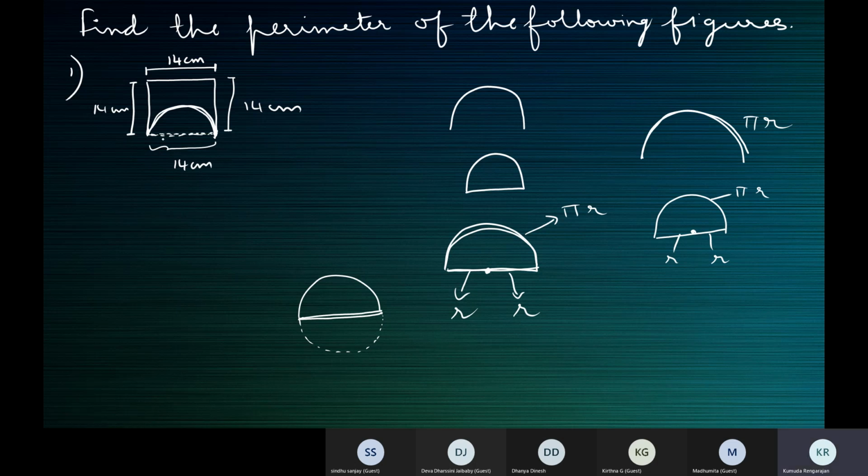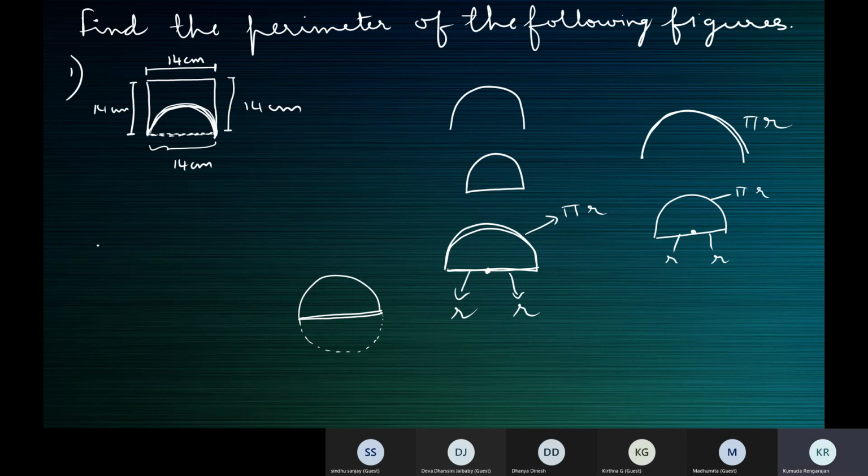So children, this line segment, which is attached to the semicircle, has a length of 14 centimeters, which is the diameter of the semicircle, not the radius. The radius of the semicircle is 7 centimeters. Yes or no? Yes, ma'am.